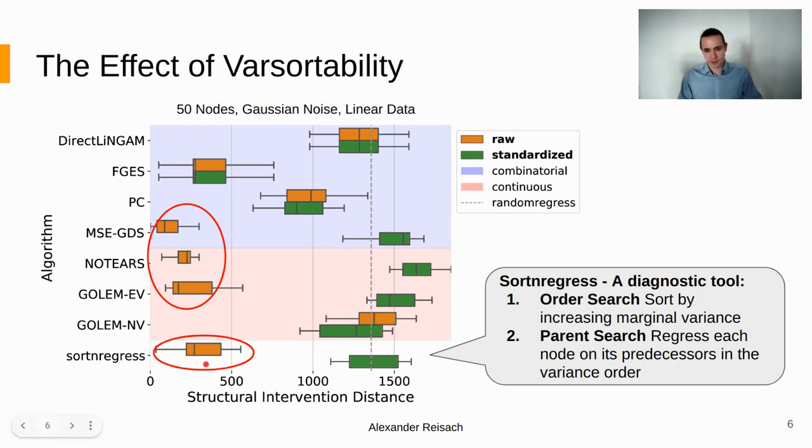Sort and regress does nothing except two very simple steps. First, order the variables by increasing variance. And second, regress each node onto all of its predecessors in that order. And what we find is that this very simple algorithm exhibits performance that is remarkably similar to some of the other algorithms here, be they combinatorial or continuous.